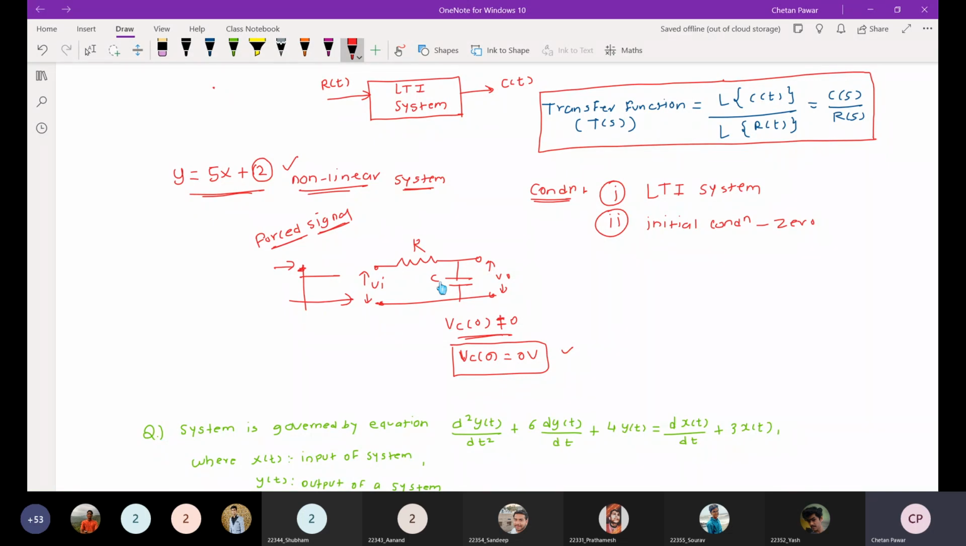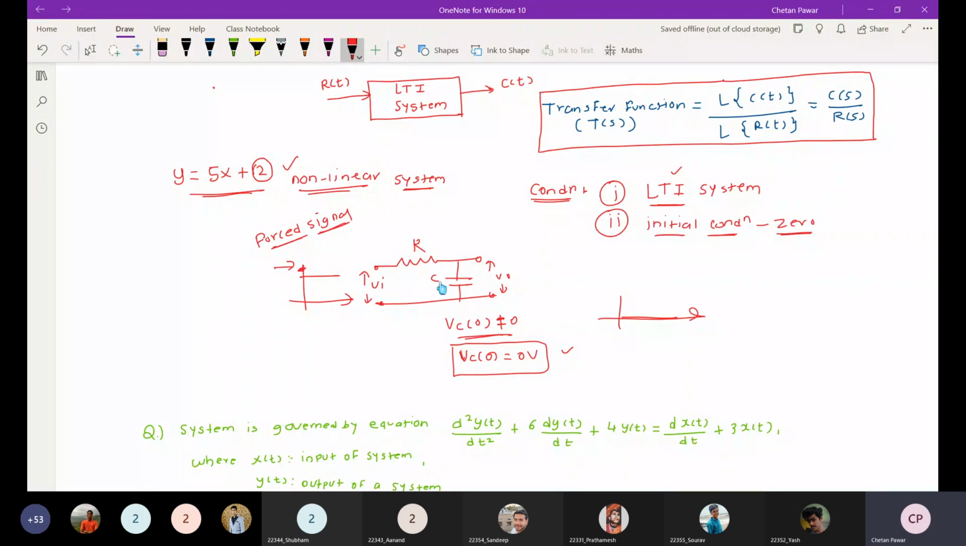The next point is that it should be time invariant. As time proceeds, the system's characteristics should not change. The system output should not depend on time. Otherwise we cannot predict it clearly. You can't represent the system correctly using a transfer function if the system is a time variant system. That's why a time invariant system should be there. So overall an LTI system should be there, and initial conditions should be 0.